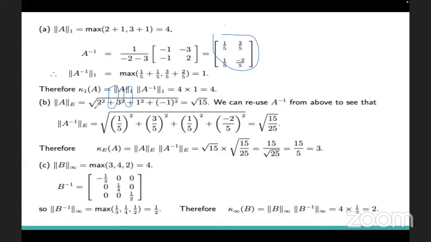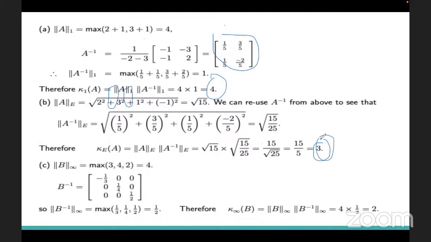So first of all, we get the norm of the matrix itself using Euclidean. So the square of each element added together, then their square root. We get square root of 15, right? We're using A inverse from above, 1 over 5 squared plus 3 over 5 squared, we get 15 all over 25. So when we multiply square root of 15 over 25 with square root of 15, the answer we get is 3. So using one norm, we get 4 for the condition number. Using Euclidean norm, we get 3 for the condition number. Quite close, but yeah, same idea.